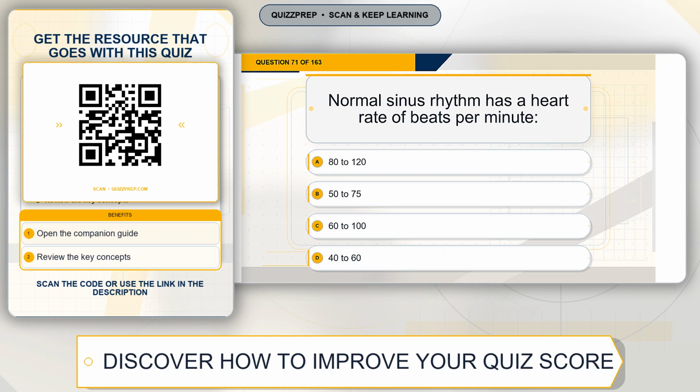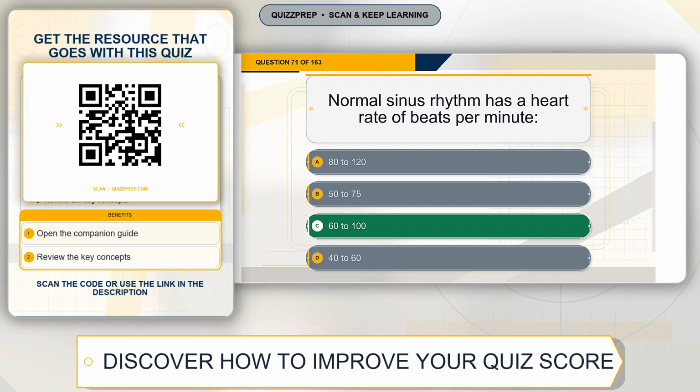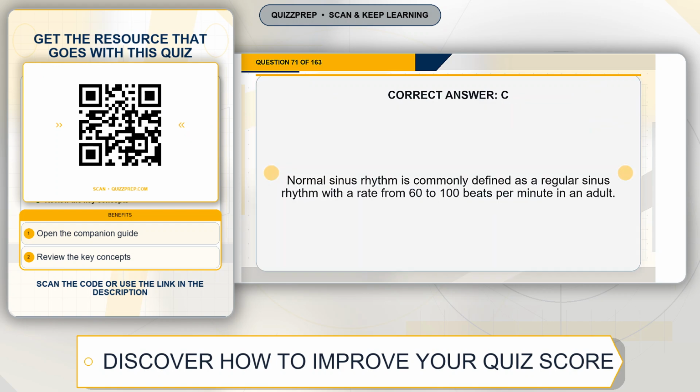Question 71. Normal sinus rhythm has a heart rate of beats per minute. Option A, 80 to 120. Option B, 50 to 75. Option C, 60 to 100. Option D, 40 to 60. The correct answer is option C, 60 to 100. Explanation. Normal sinus rhythm is commonly defined as a regular sinus rhythm with a rate from 60 to 100 beats per minute in an adult.